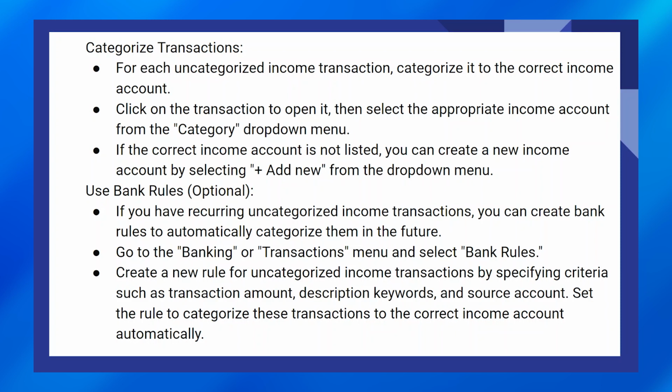If you have recurring uncategorized income transactions, you can create bank rules to automatically categorize them in the future. Go to the Banking or Transactions menu and select Bank Rules. Create a new rule for uncategorized income transactions by specifying criteria such as transaction amount, description keywords, and source account. Set the rule to categorize these transactions to the correct income account automatically.